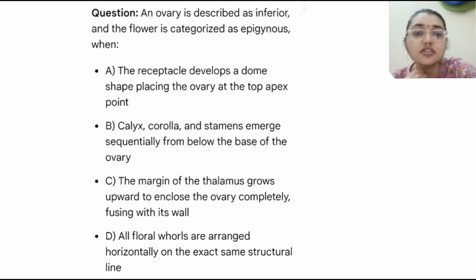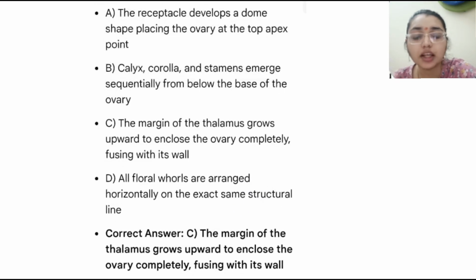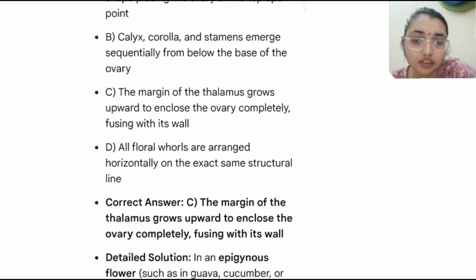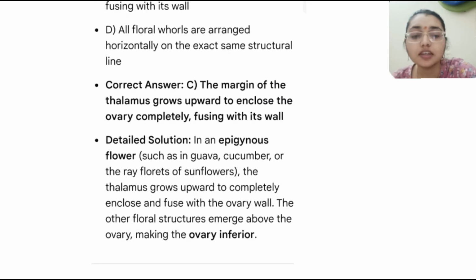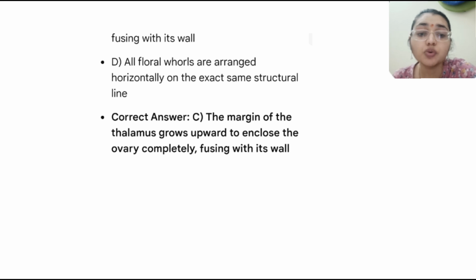An ovary is described as inferior and the flower is categorized as epigynous when the margin of the thalamus grows upward to enclose the ovary completely, fusing with its wall. In an epigynous flower such as guava, cucumber or ray floret of the sunflower, the thalamus grows upward and fuses with the ovary wall, and the other floral structures emerge above the ovary, that is, the ovary is inferior.